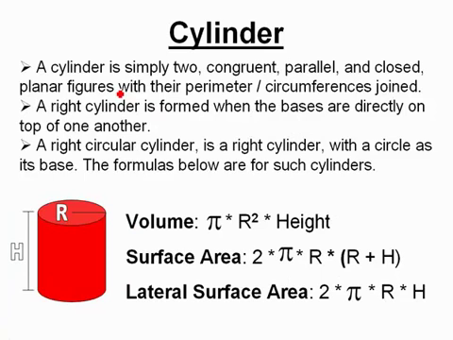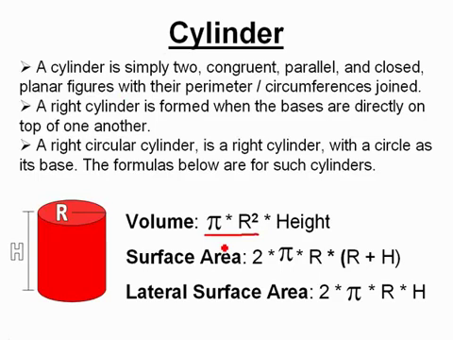The formulas below are for such cylinders, meaning right circular cylinders. The volume is pi r squared times height. Well, if you recall, pi r squared is the area of a circle. So it's the area of a circle times the height, meaning the area of the base times the height, so it's exactly like a prism.